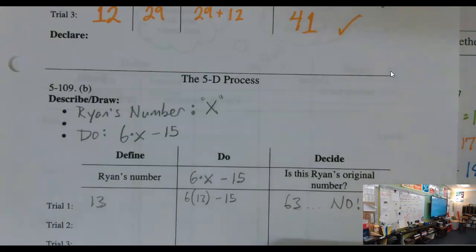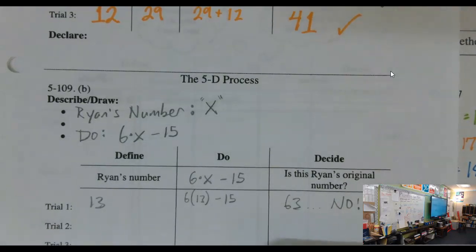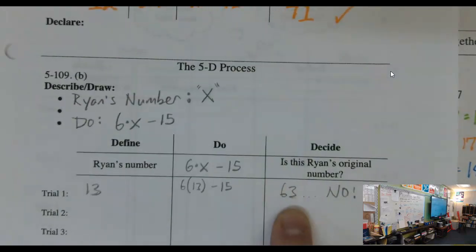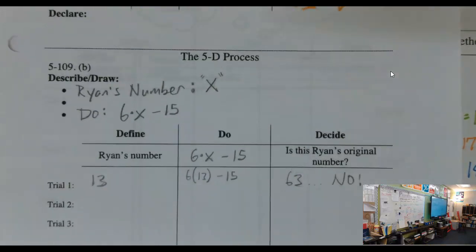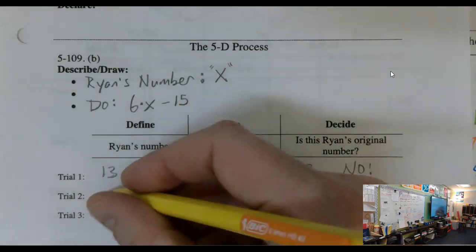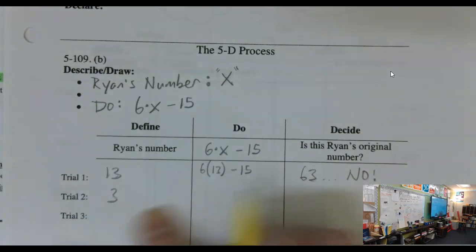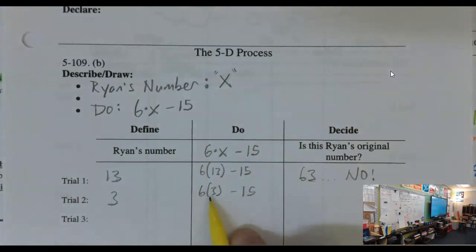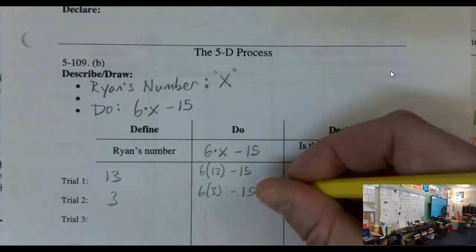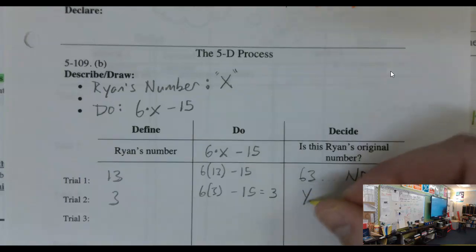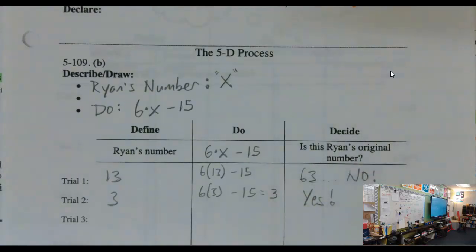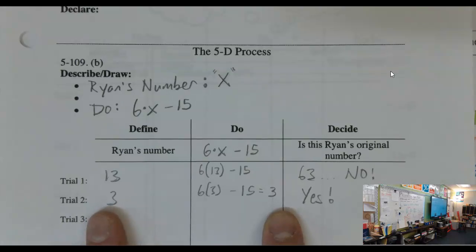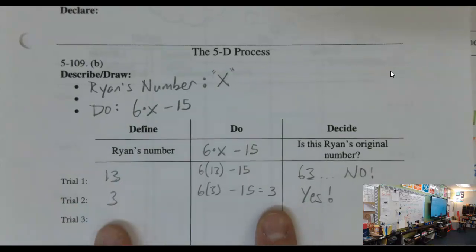So, Lakin, what would you like me to do? Lakin says we're way past, so he's pulling us back by 10. He said try 3. What's 6 times 3? 18, minus 15, 3. Yes, it is, because we got the number we started with. That's what we were trying to do.